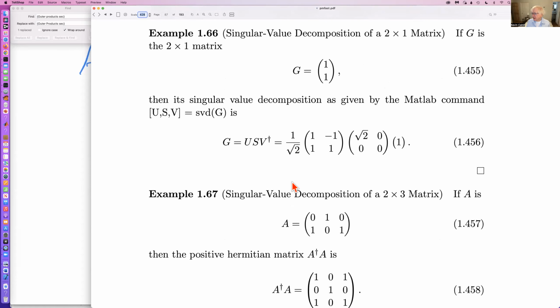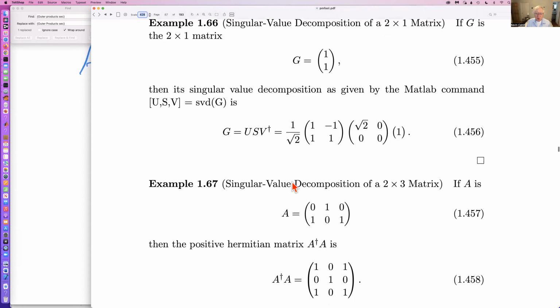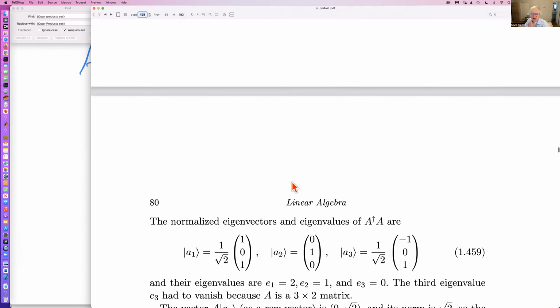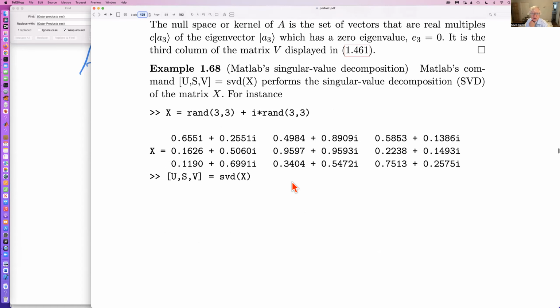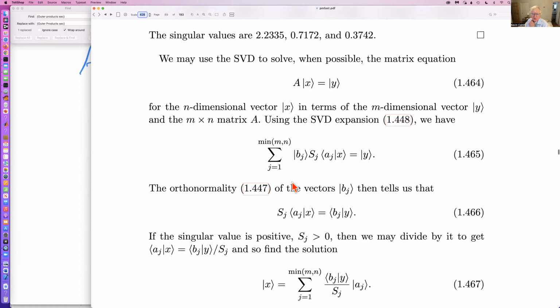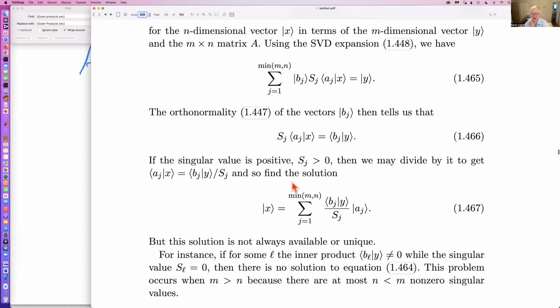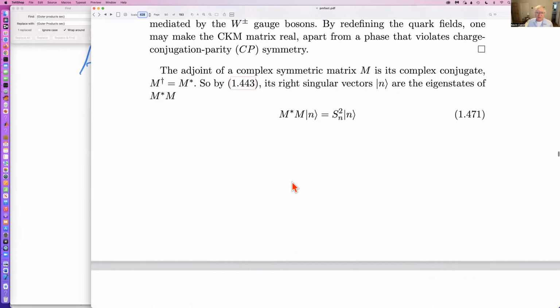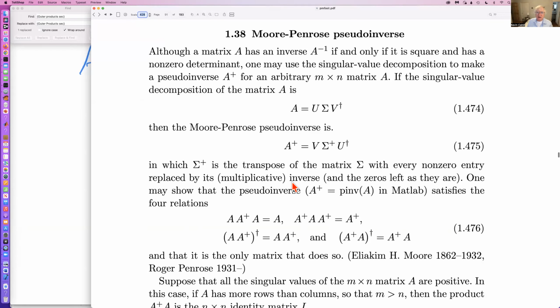Okay, I think I'm just wondering how many more of these examples I should do. All right, let's go through to the end of the chapter, and if we have time, I'll come back and do these examples because, as I said, I think that's quite important.